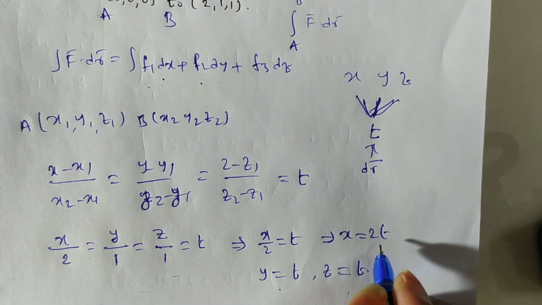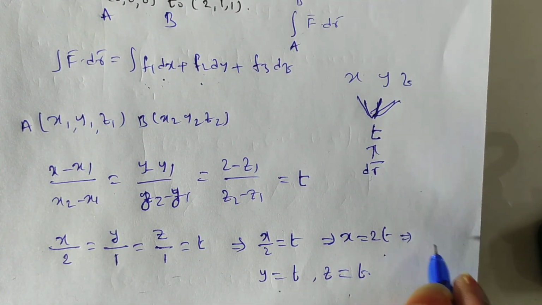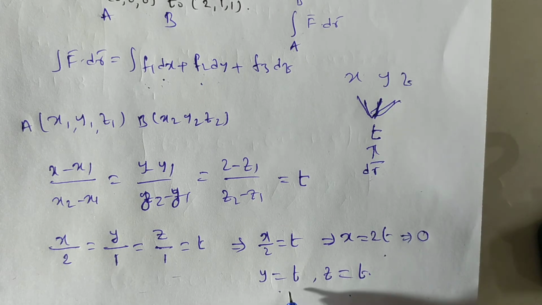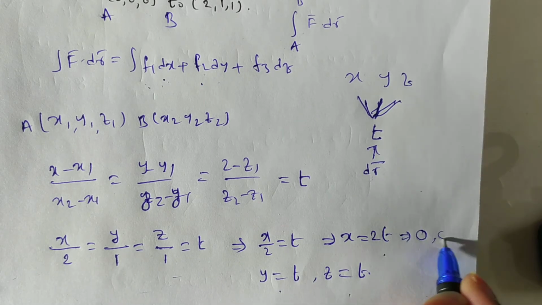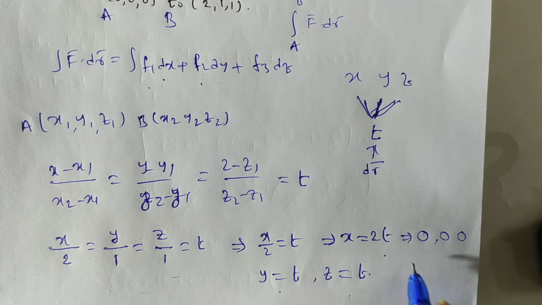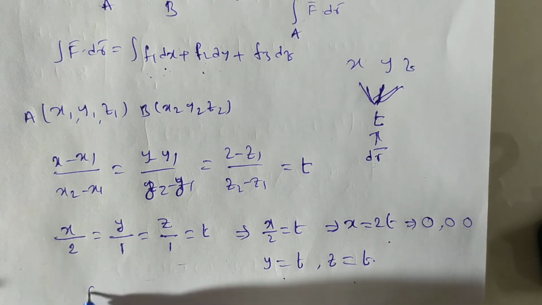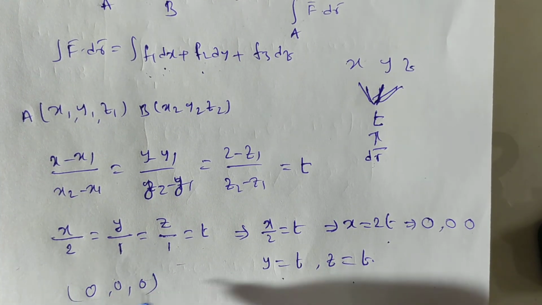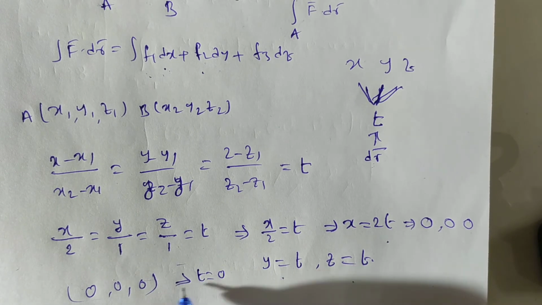Here you see 2t, right? When x is equal to 0, what is t? 0. When y is 0, then what is t? 0. When z is 0, what is t? 0 only. So finally, at 0, 0, 0, what is the t value? t is equal to 0.